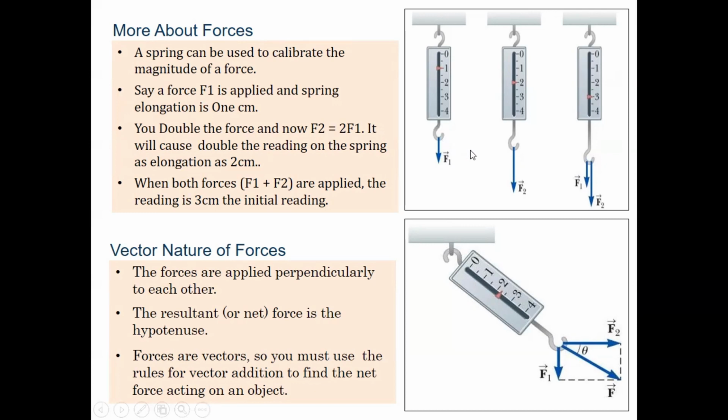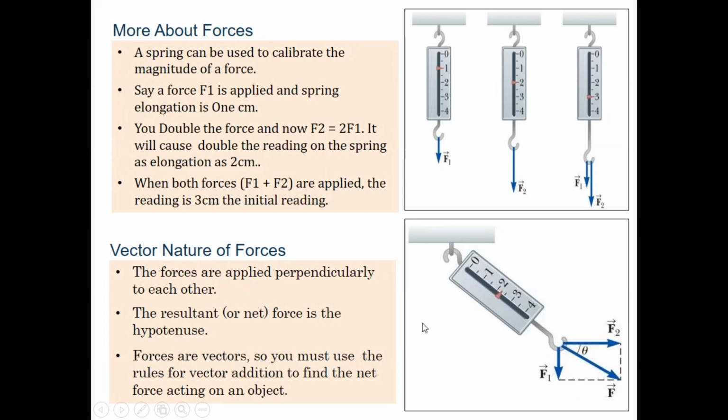Now, if we apply both F1 force and F2 force together in the downward direction, in the same direction, then the reading becomes 3 centimeters on this spring as compared to the initial reading. So we can say that the force acting is directly proportional to the elongation, and the elongation can be used to measure the force.